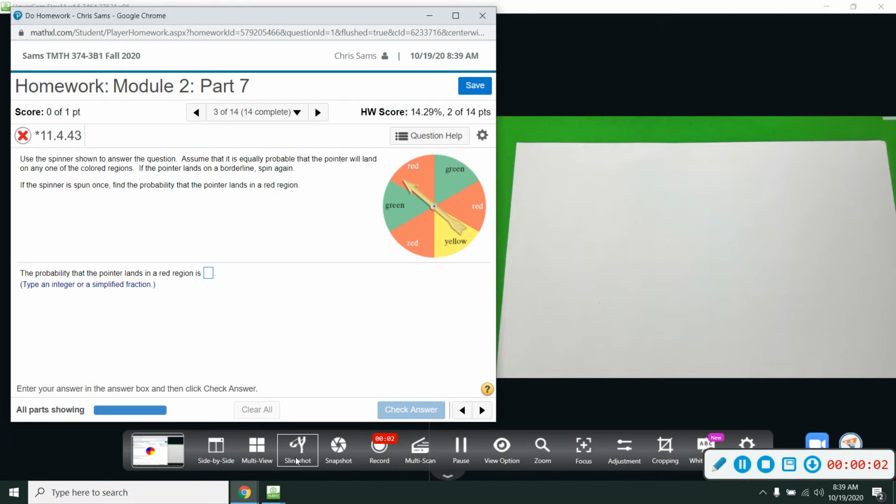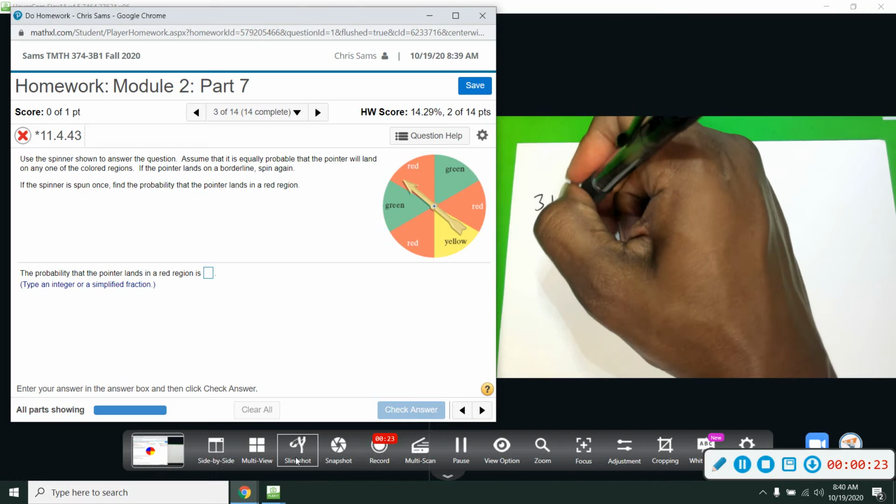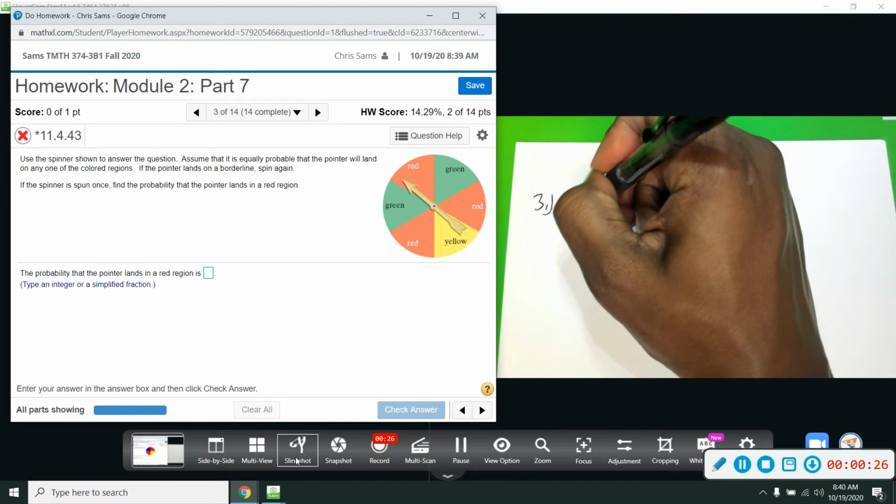Number 3, I want to use the spinner on the right to answer the questions. Assume that the probability that the pointer will land on any one of the colored regions. Okay, so this question is asking the probability that the pointer lands in a red region. So red for number 3, we want the probability of red.